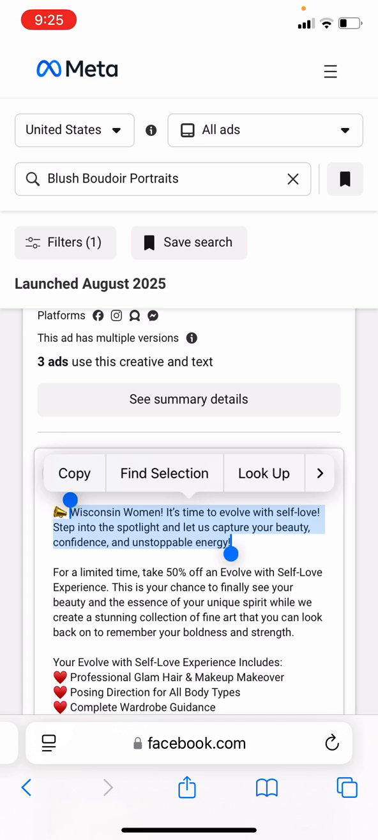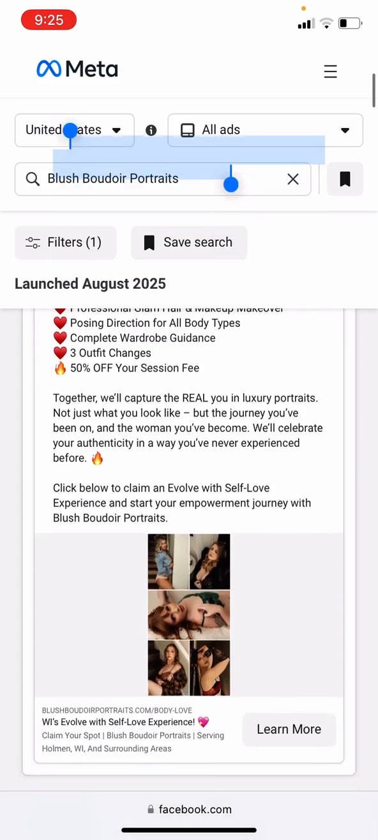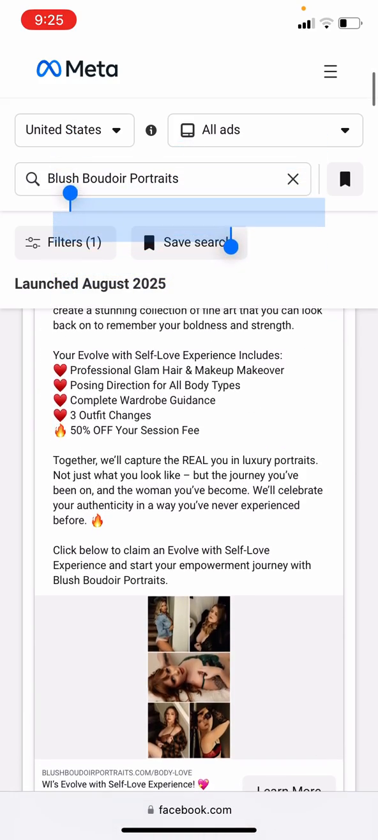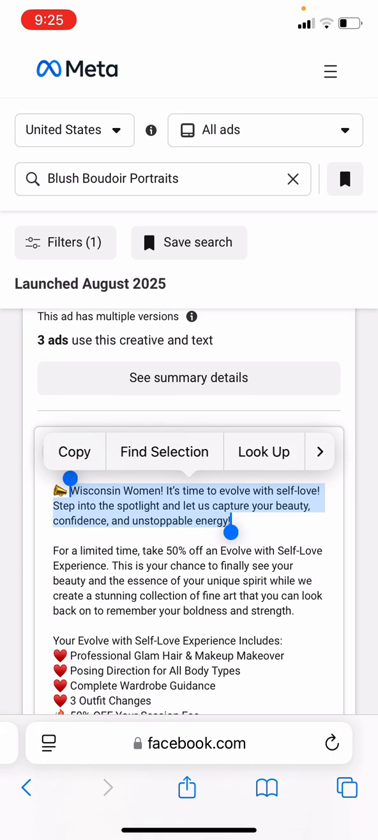So we're missing that here. That's a mistake. People are just scrolling by, and we're going to miss some Wisconsin women who don't feel like clicking because we're not specifically talking to them.